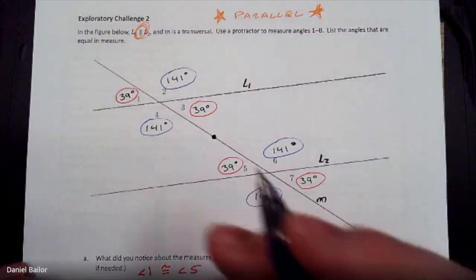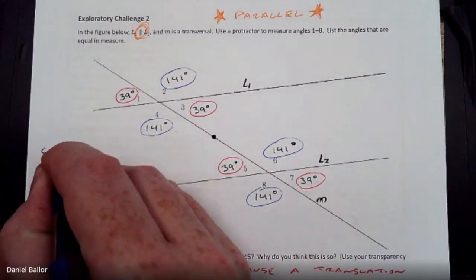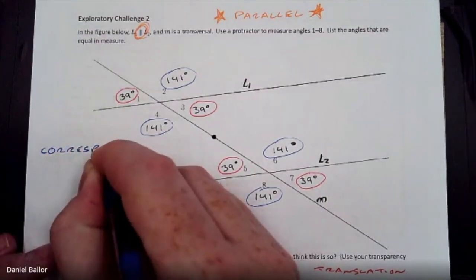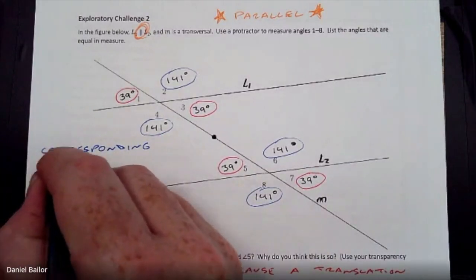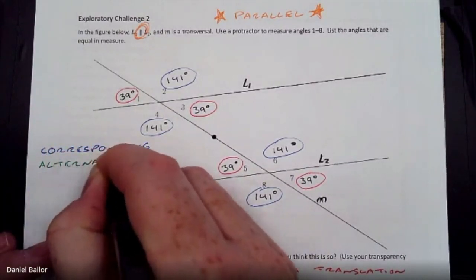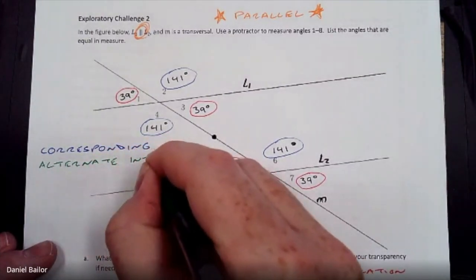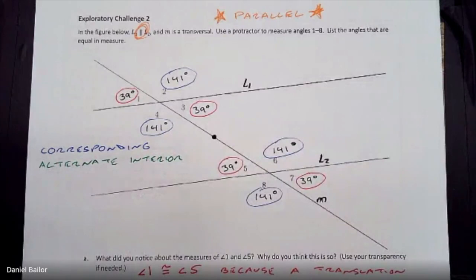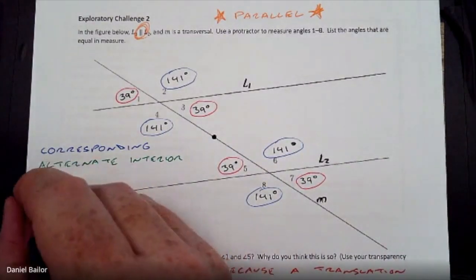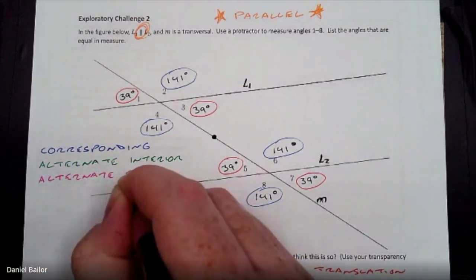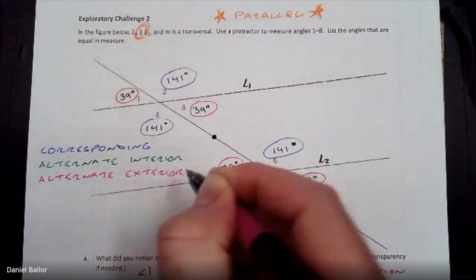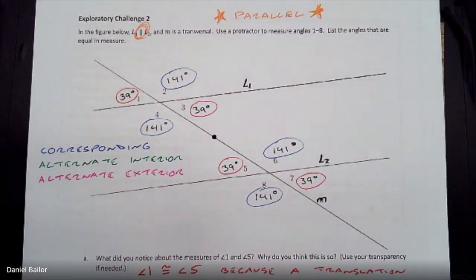We're going to learn about corresponding angles, alternate interior angles, and alternate exterior angles. These are vocabulary words that you're just going to need to practice and learn, but today's lesson will help you with this. So, corresponding angles.